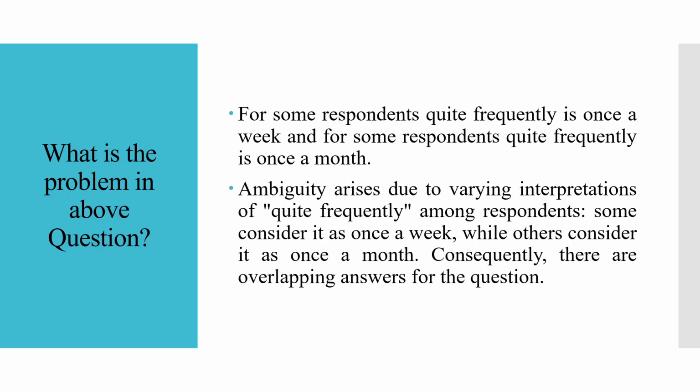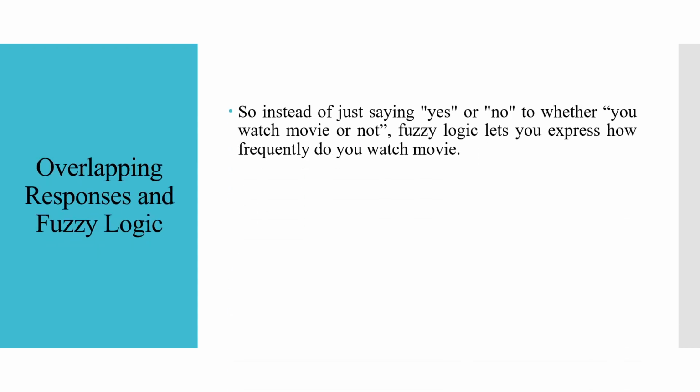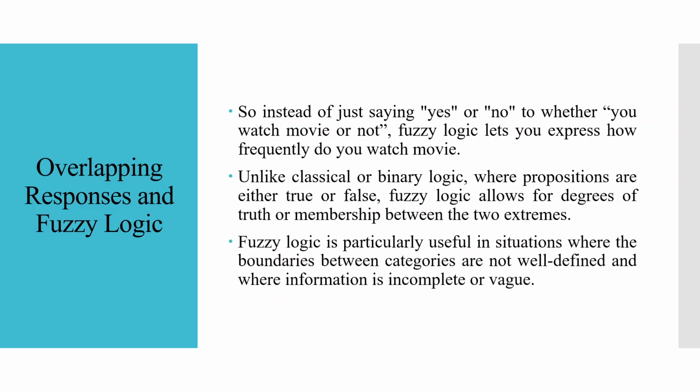Consequently, there are overlapping answers, overlapping responses, and this is where fuzzy logic comes in. So instead of just saying yes or no to whether you watch movies or not, fuzzy logic lets you express how frequently you watch the movie. Unlike classical or binary logic, where propositions are either true or false, fuzzy logic allows for degrees of truth or membership between the two extremes. Fuzzy logic is particularly useful in situations where the boundaries between the categories are not well defined and where the information is incomplete or vague.